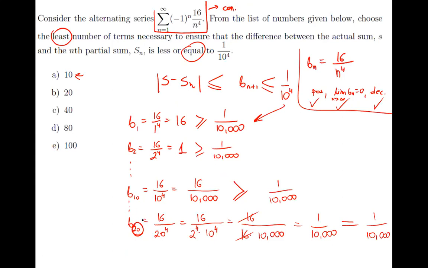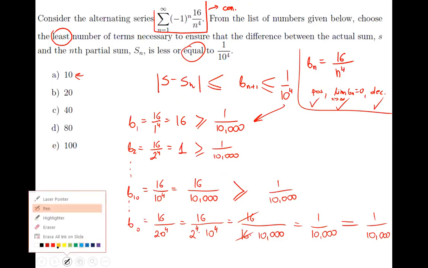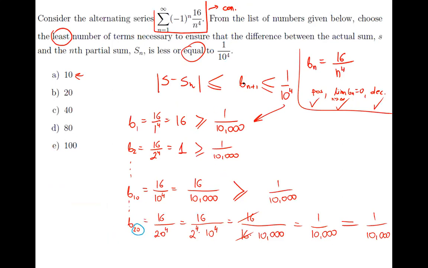Because we can see 20, let me use a different color. You probably know this from my other practice. 20 works for us. That means 20 means this number, b sub n plus 1, and we've got 20. That means if 20 is n plus 1, n is simply 19. That means 19 is the least number of terms to ensure that the difference between the partial sum and the actual sum will be less than or equal to 1 over 10,000.